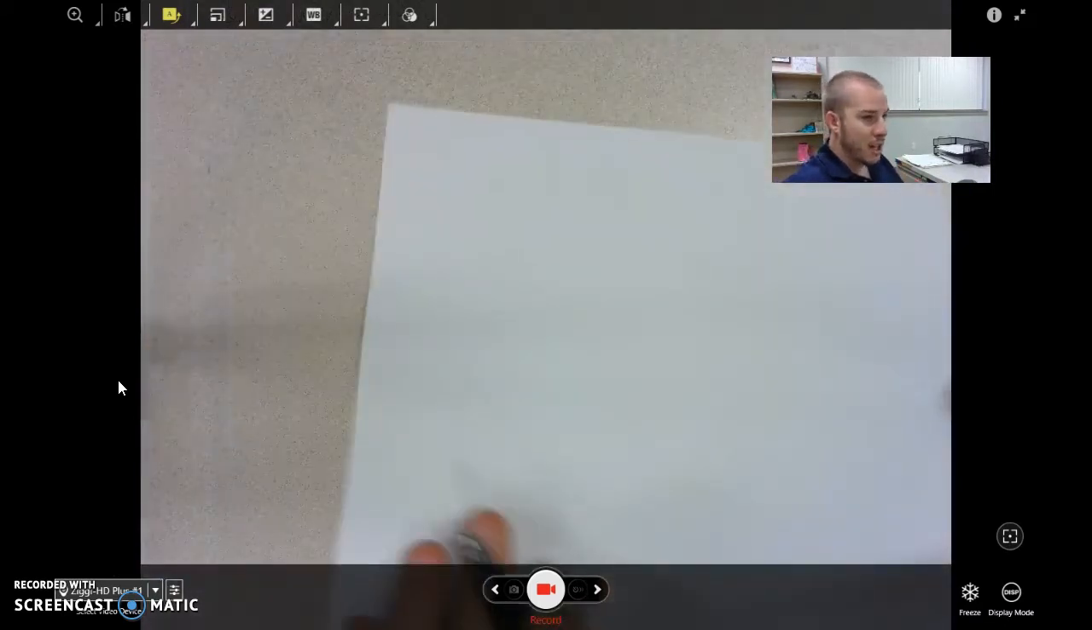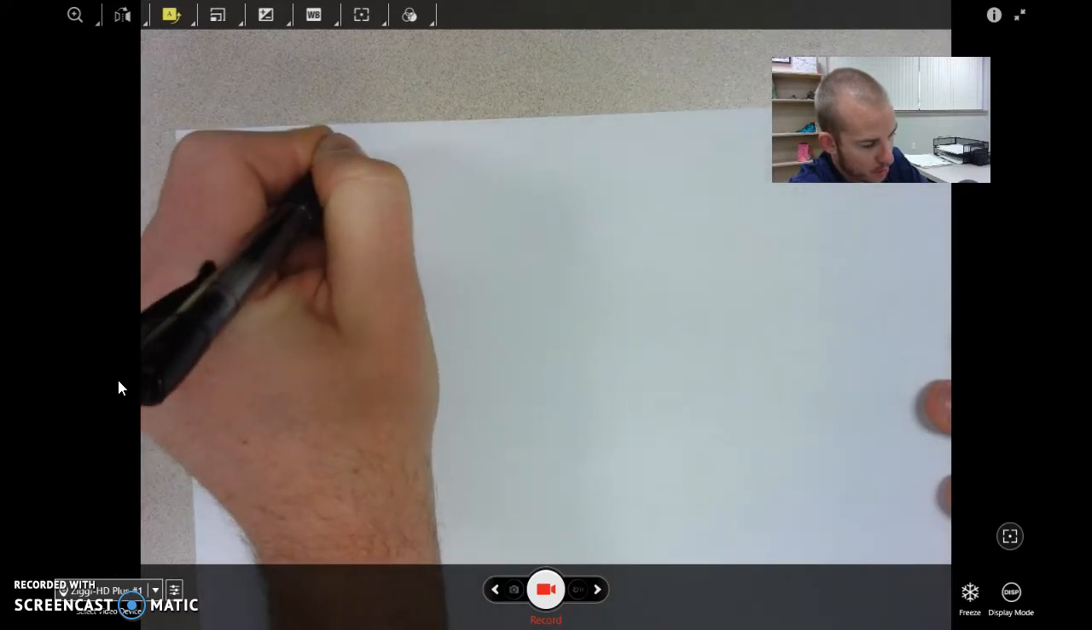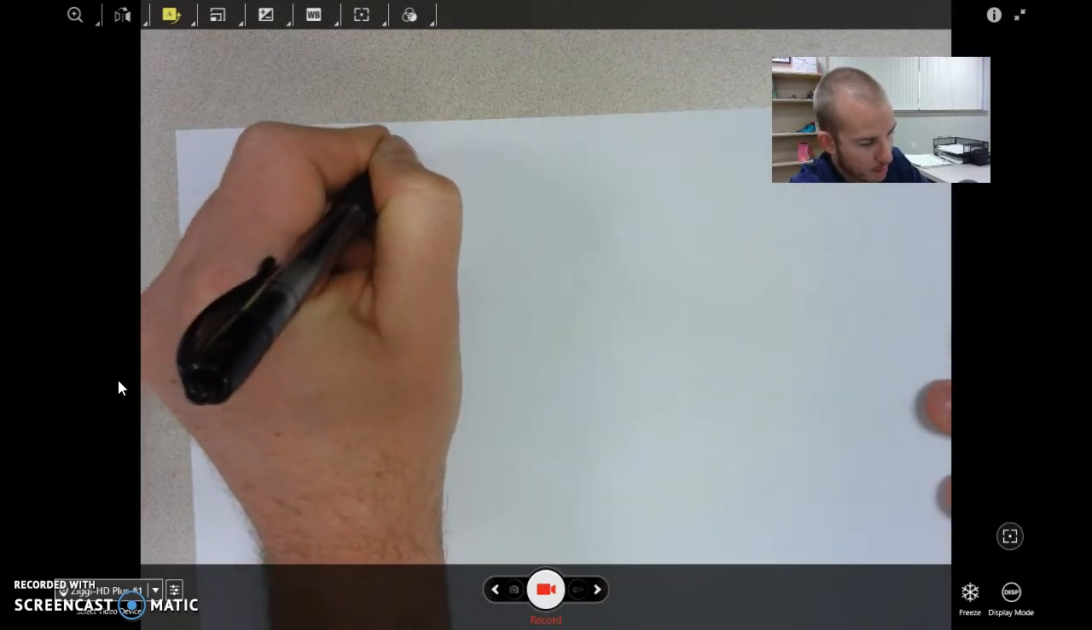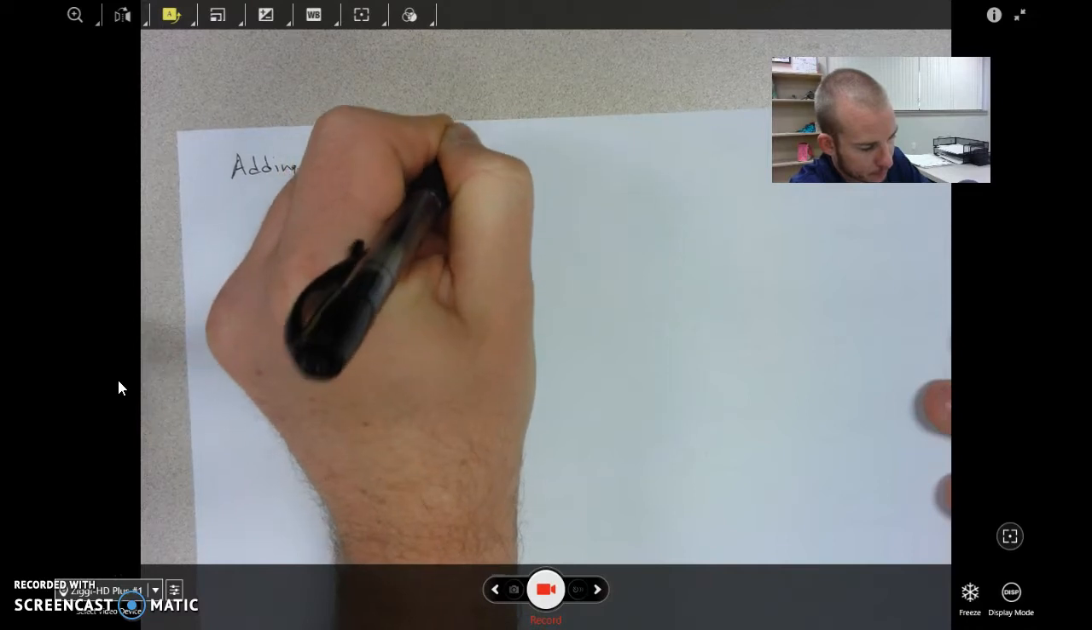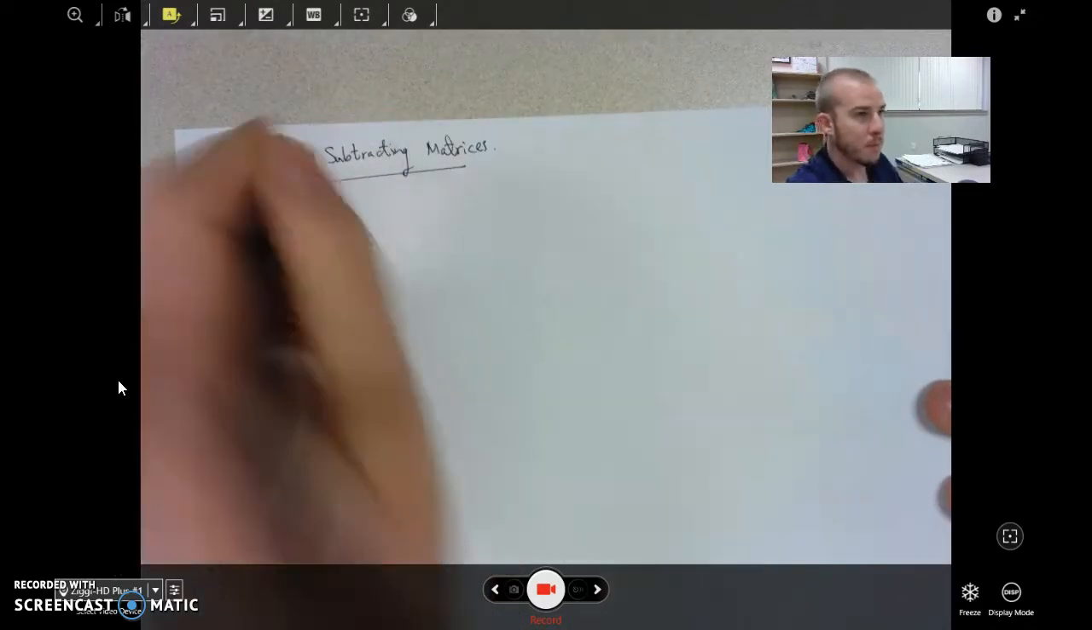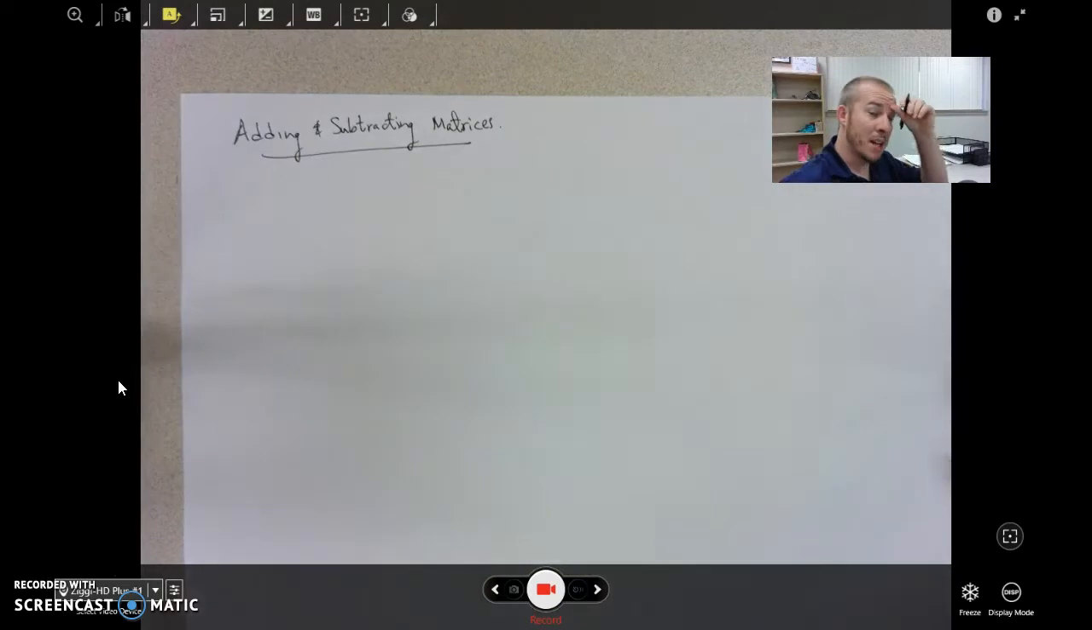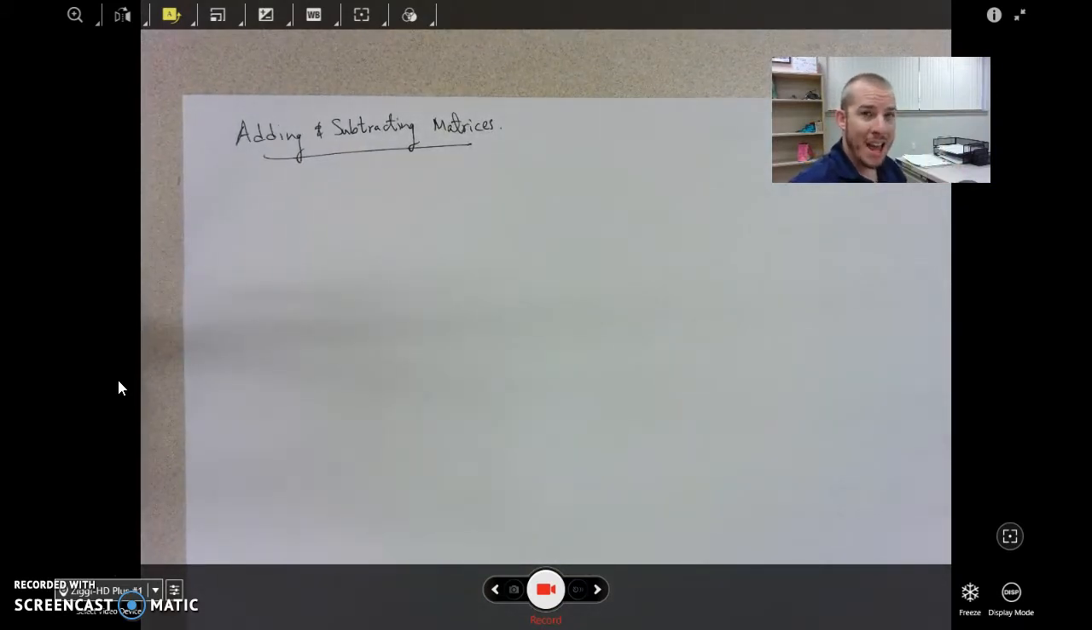Now, we're also going to discuss adding and subtracting matrices. This is extremely important. You must follow these rules that I'm about to tell you. When adding and subtracting matrices, you can only add or subtract them if the two matrices have the exact same dimensions. You can never add or subtract them if they do not have the exact same dimensions.